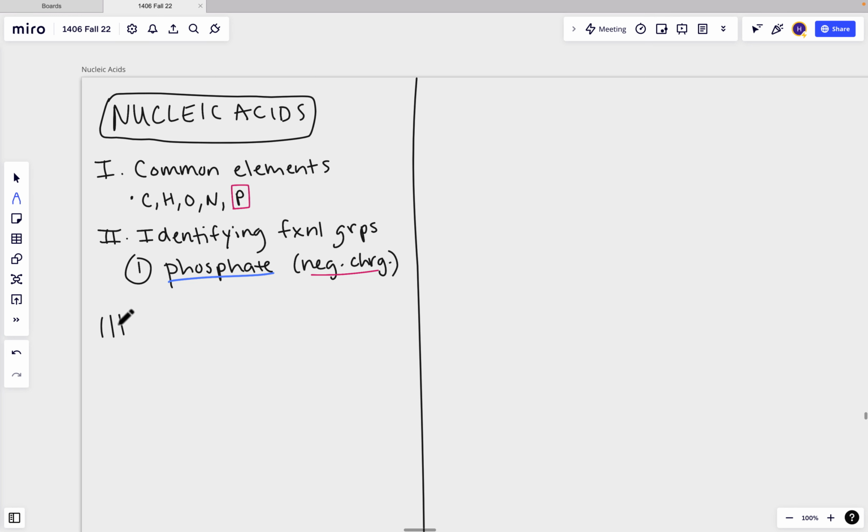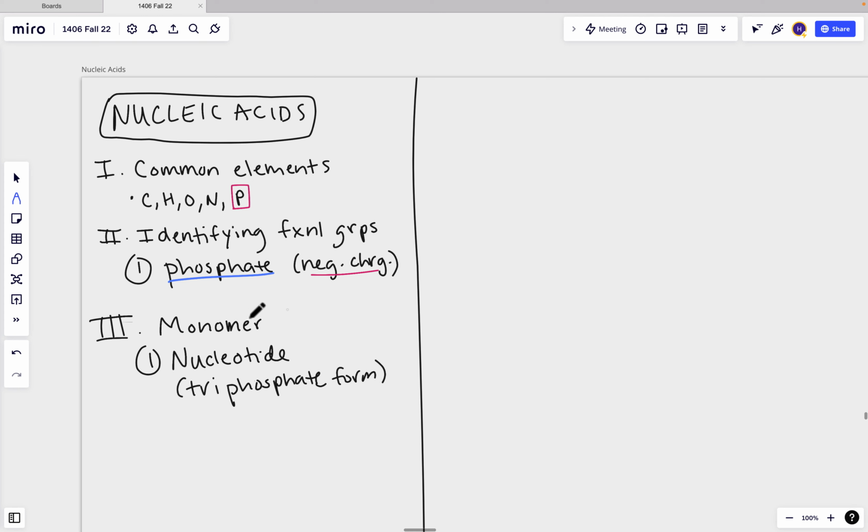All right, what's the monomer of nucleic acids? The single subunit that builds a nucleic acid is the nucleotide. And it's technically the triphosphate form where it has 3 phosphates on it, so it's high energy. ATP is a nucleotide for RNA. It's also the energy molecule of the cell. And we'll draw that in a little bit.